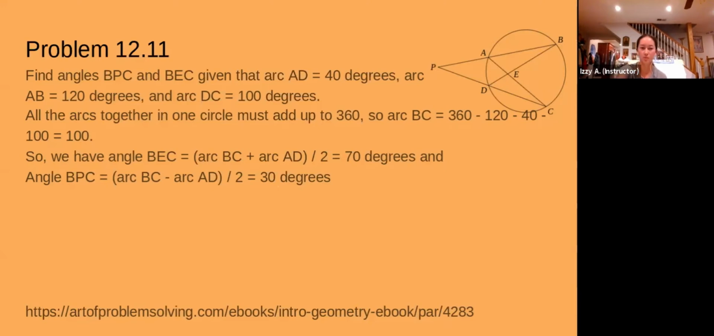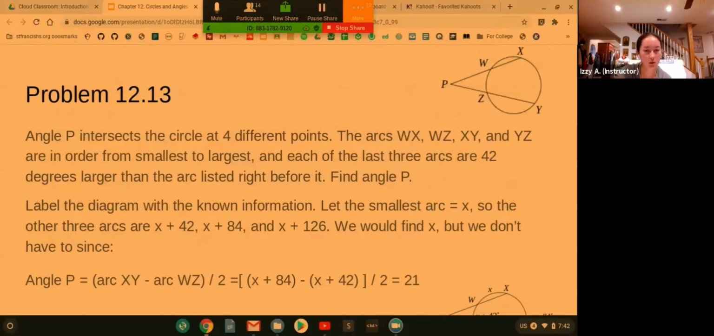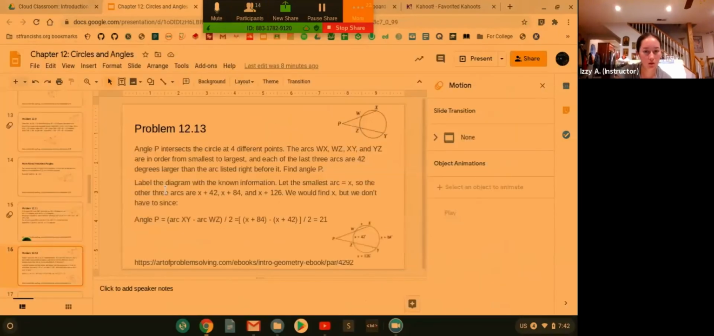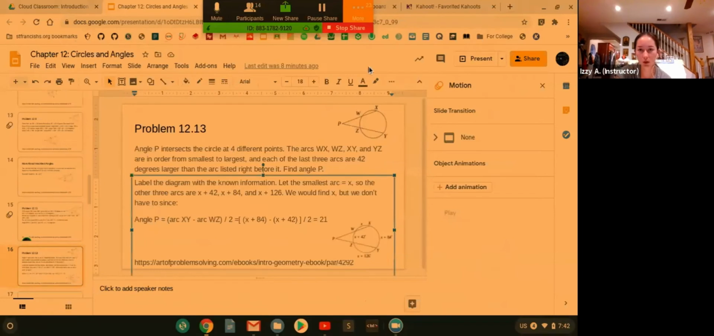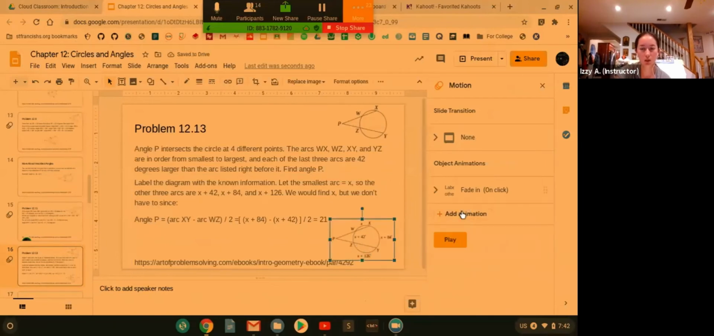Okay, so we can go ahead to the next problem. I forgot the animation thing. I'll leave the diagram in. Actually, let me take that out.